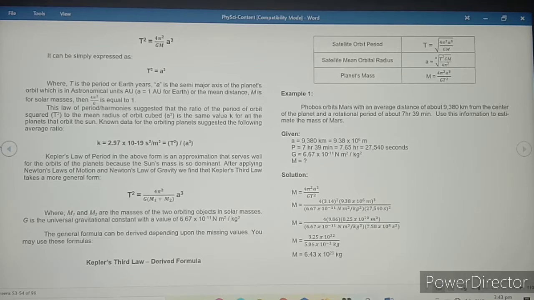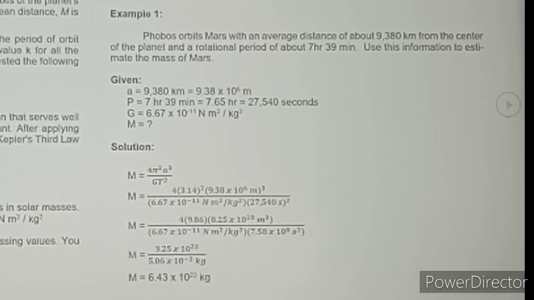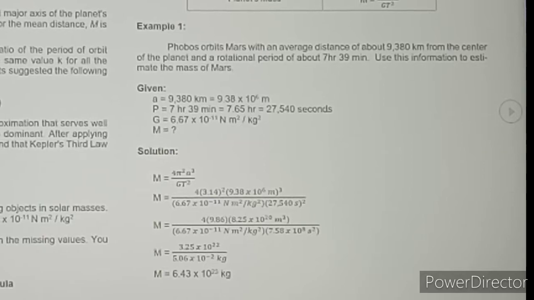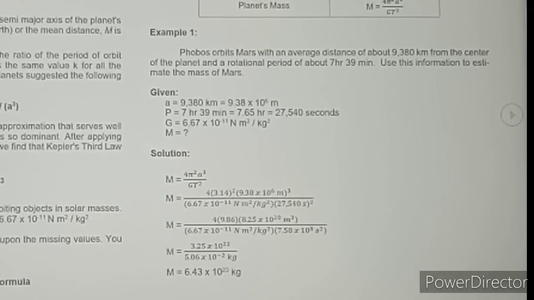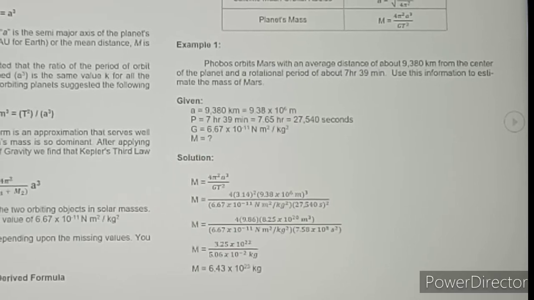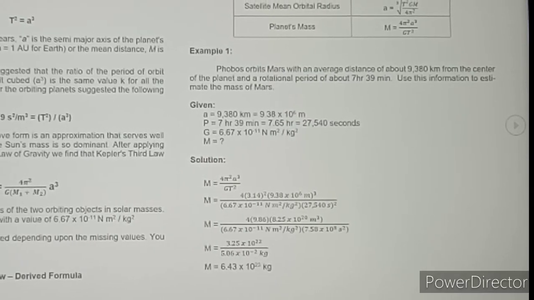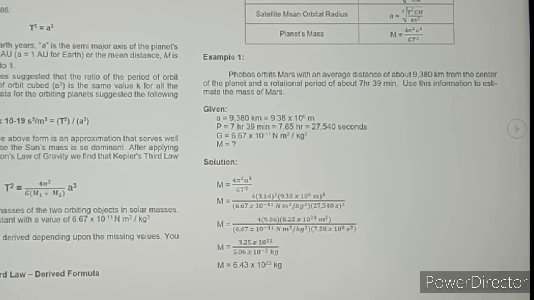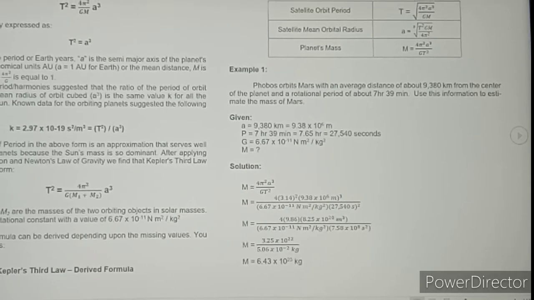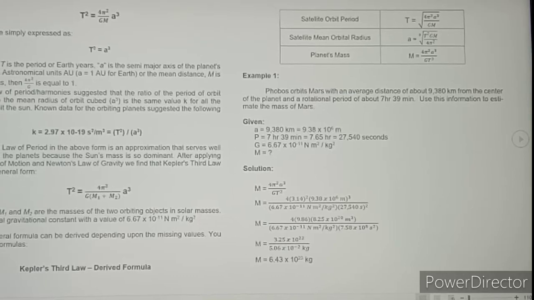Okay? So we have here an example. Yung ibibigay ko sa inyong example is nandun na rin po sa inyong pamphlet. Alright? So for the word problem: Phobos orbits Mars with an average distance of about 9,380 kilometers from the center of the planet and a rotational period of about 7 hours and 39 minutes. Use this information to estimate the mass of Mars.